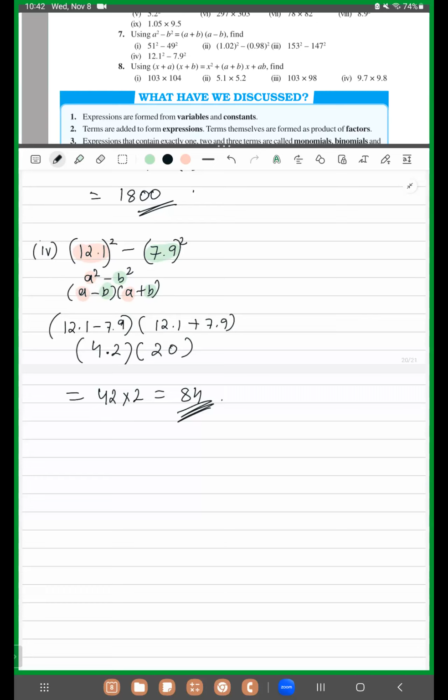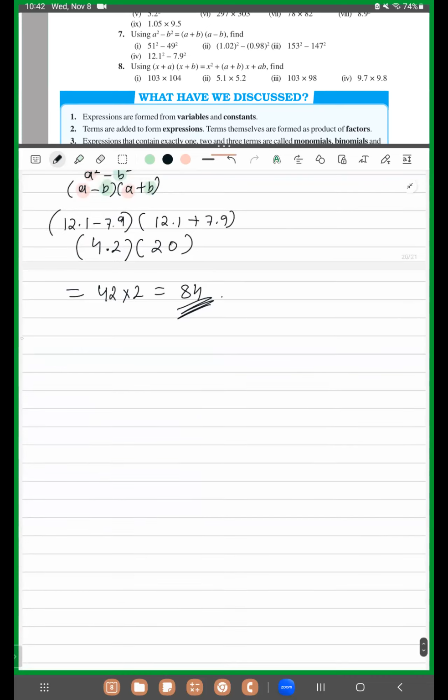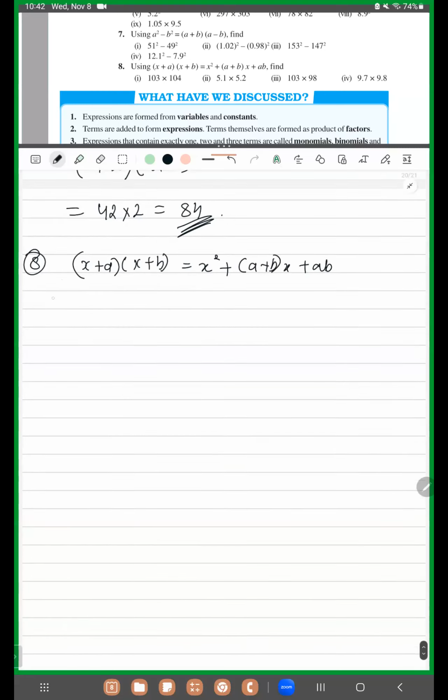Okay, I'm back. Okay, fine. So let's do the final question of this chapter then. Using (x plus a) into (x plus b) equals x squared plus (a plus b)x plus ab, the fourth identity, right? Find 103 into 104. So this can be written as 100 plus 3 and 100 plus 4. Then x is 100, a is 3, and b is 4. Very good.